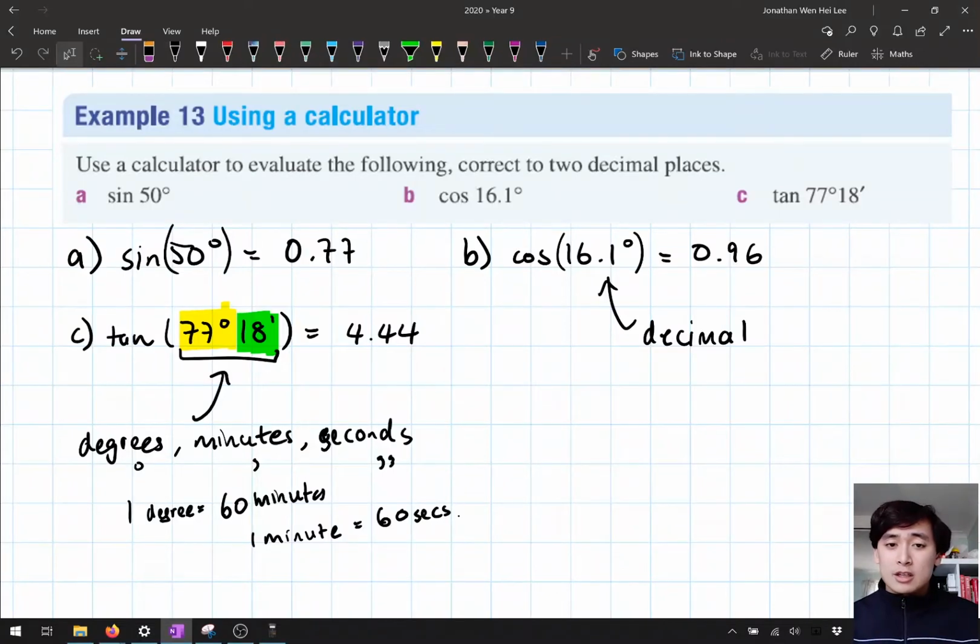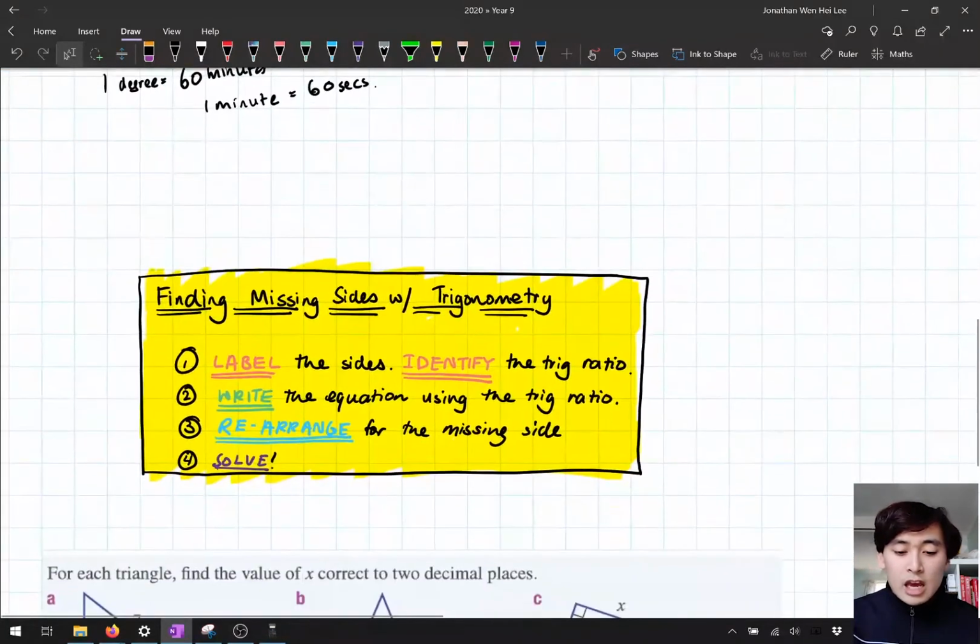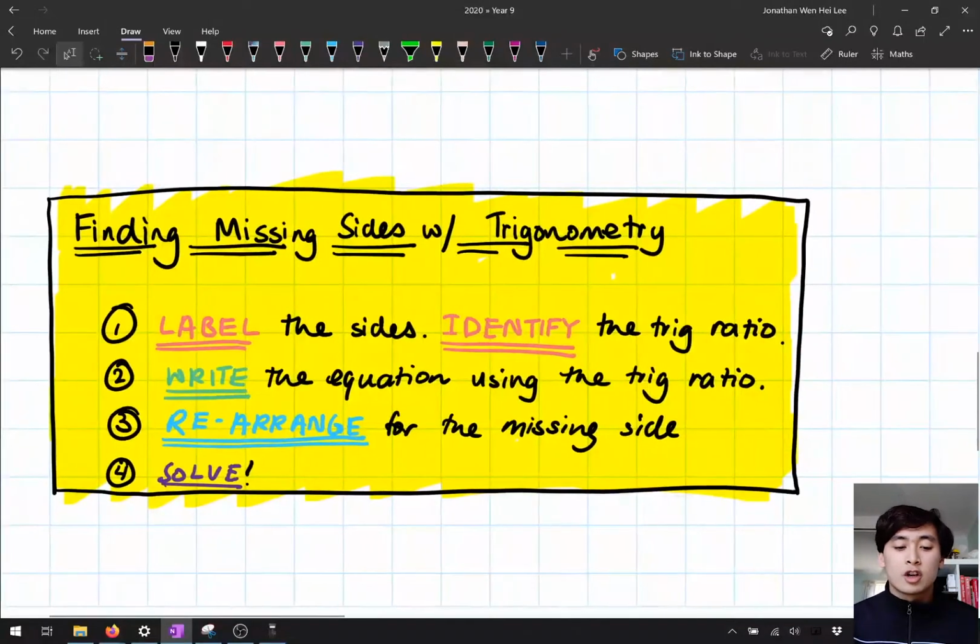So how we can actually use this is that we can use this to help us find missing sides. And that's what we're going to do. What I have below is the steps that we're required to use if we're trying to solve for missing sides. So let's have a look here. If I'm trying to find missing sides using trigonometry, there's 4 steps involved. The first step is to label the sides of the triangle and identify the trig ratio.